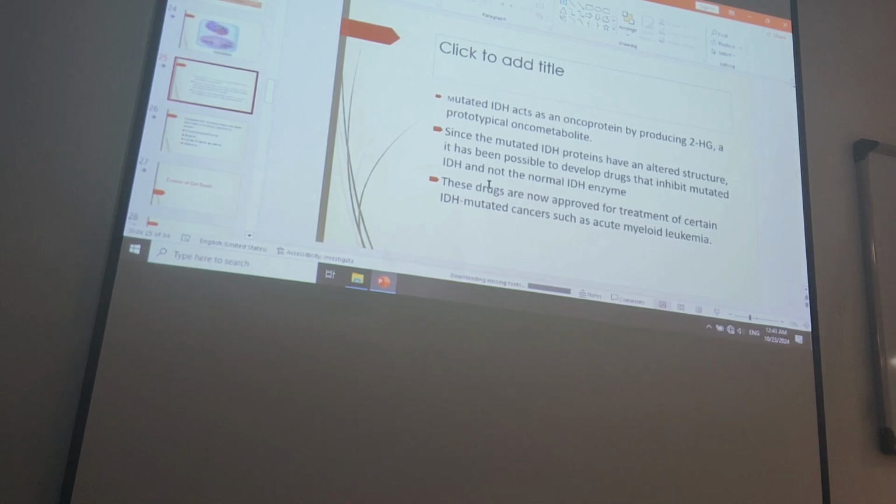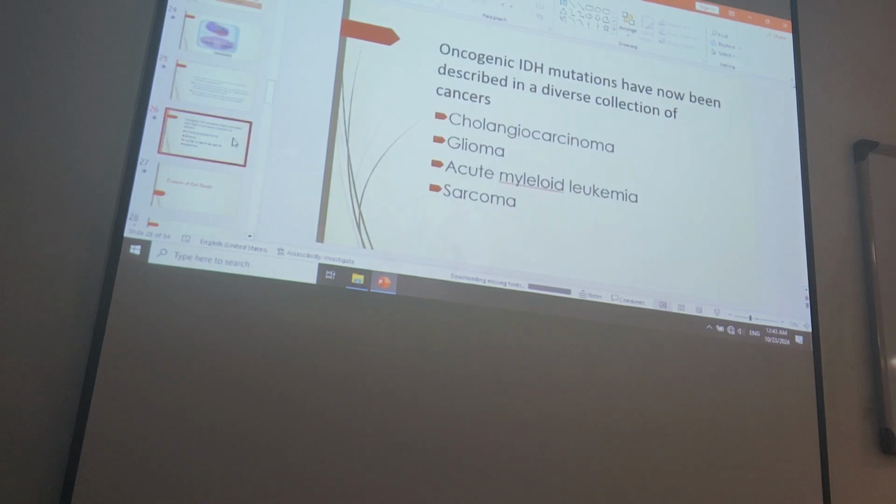Okay, for example, AML or acute myeloid leukemia has this mutation. So the anti-IDH drugs are very useful for these patients. Okay. We have some other cancers that show IDH mutations. Okay, for example, cholangiocarcinoma. What is cholangiocarcinoma?